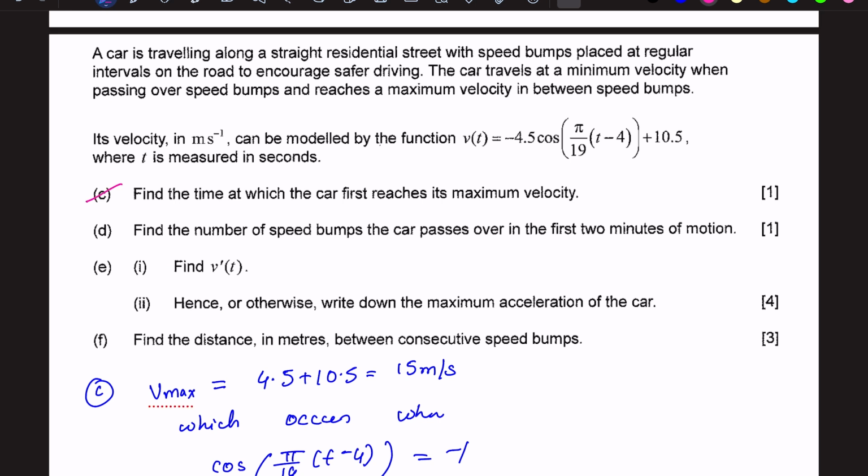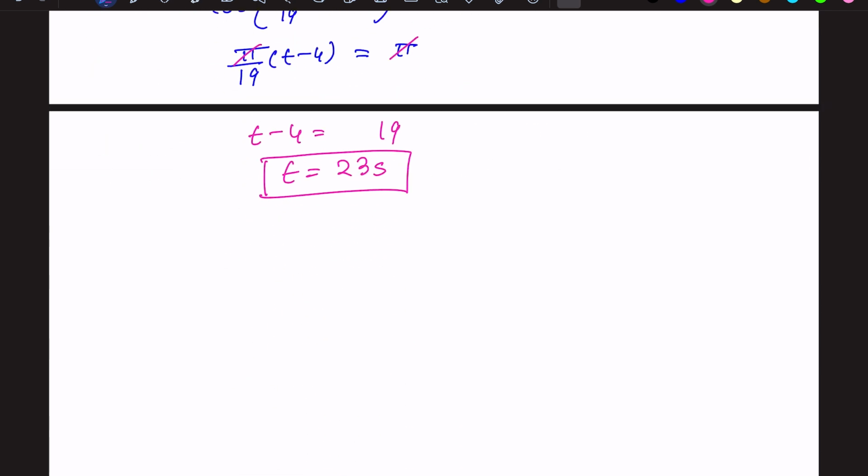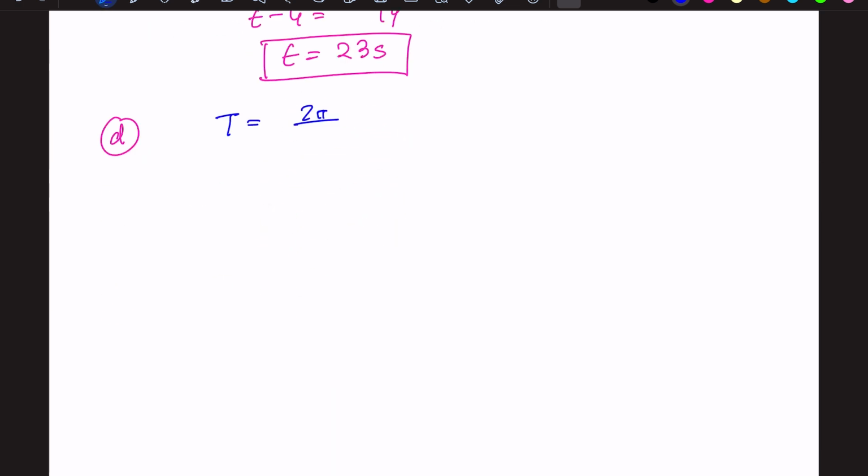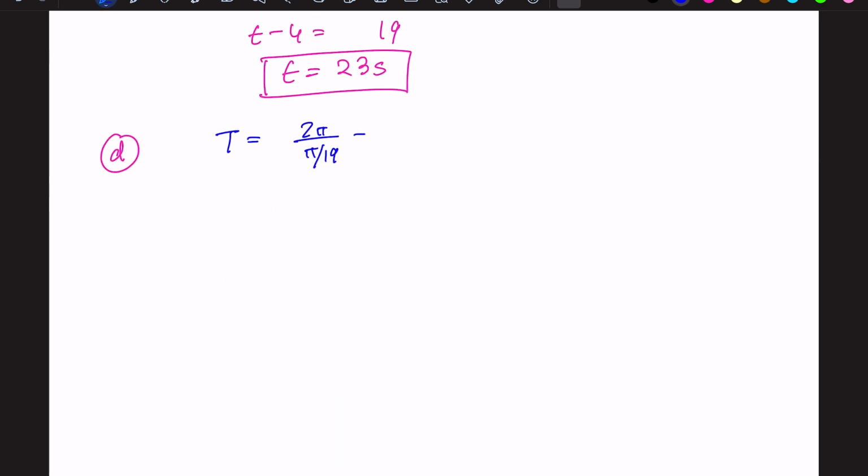Next, we'll find the number of speed bumps the car passes in the first 2 minutes of motion. For this, we'll first find the time period. The time period of this car will be 2 pi divided by the number multiplied to t, which is pi over 19 in this case. On simplification, that gives you 38 seconds. So in 38 seconds, the car completes one full cycle.